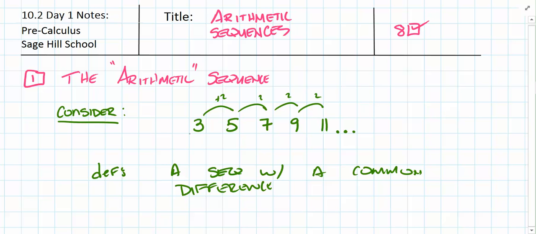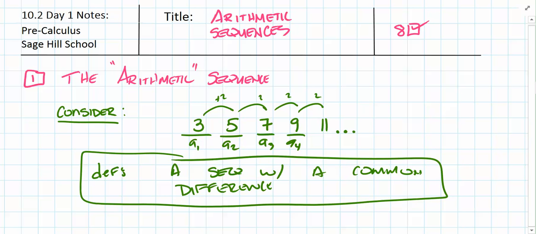So what do I mean by common difference? Well, this is the first term, this is the second term, this is the third term, this is the fourth term, and so on. If I were to take, for example, the fourth term and subtract off the previous term, which would be the third term, 9 minus 7 would be 2. That would be a positive difference of 2. So if I took the third term and subtracted the second term, 7 minus 5, that would be 2. That stays constant throughout the entire sequence. So any sequence that has a common difference is defined to be arithmetic.